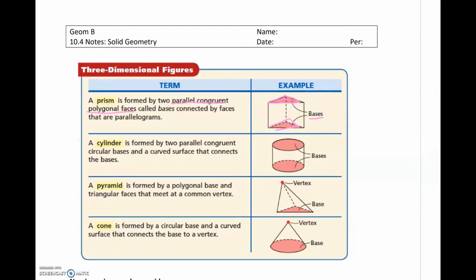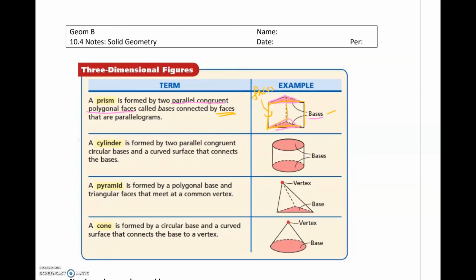Congruent is key here. That's kind of how we identify what the congruent bases are. They have to be parallel, they have to be congruent. And then there are additional faces that connect these bases, and they're all going to be in shapes of parallelograms. And remember, that could also be rectangles because rectangles are special parallelograms.